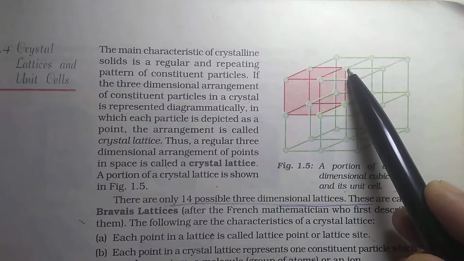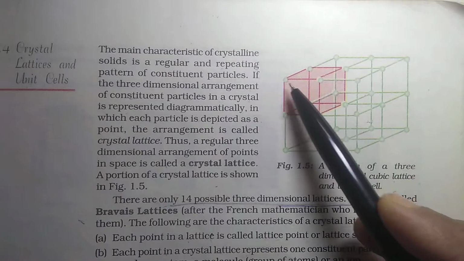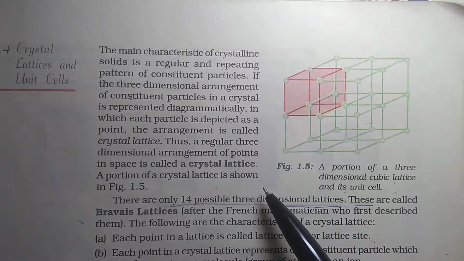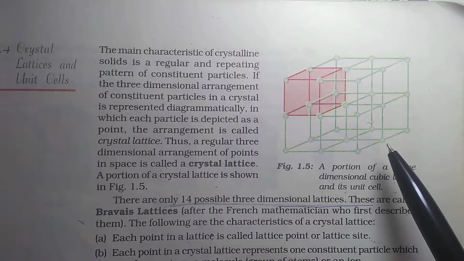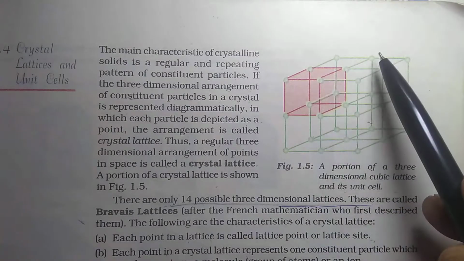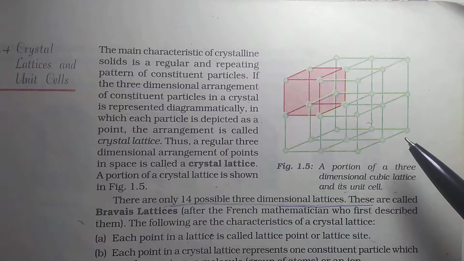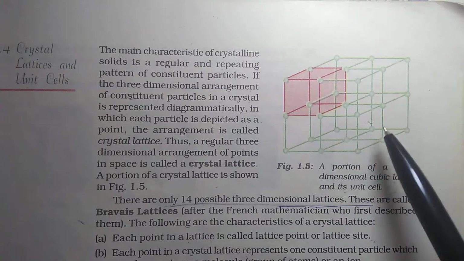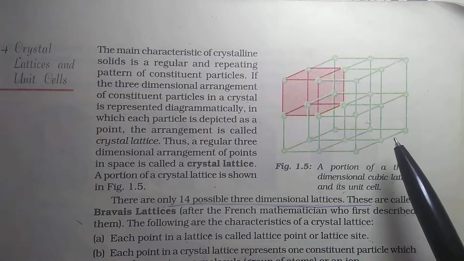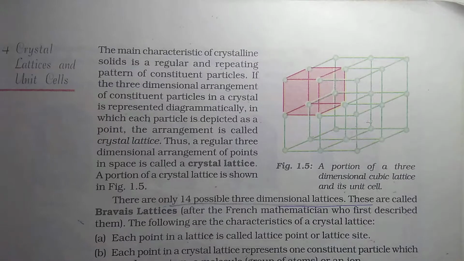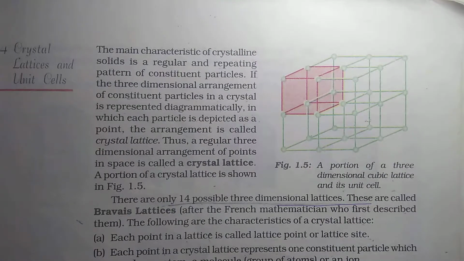See, these are all atoms, okay? All these are atoms and they are also called lattice points, okay? So this is a three-dimensional structure of a cubic unit cell, okay? Now you see very well that this is a cube, okay? This is called a crystal lattice. So basically, it is a three-dimensional arrangement of constituent particles in a crystal, called a crystal lattice, okay?